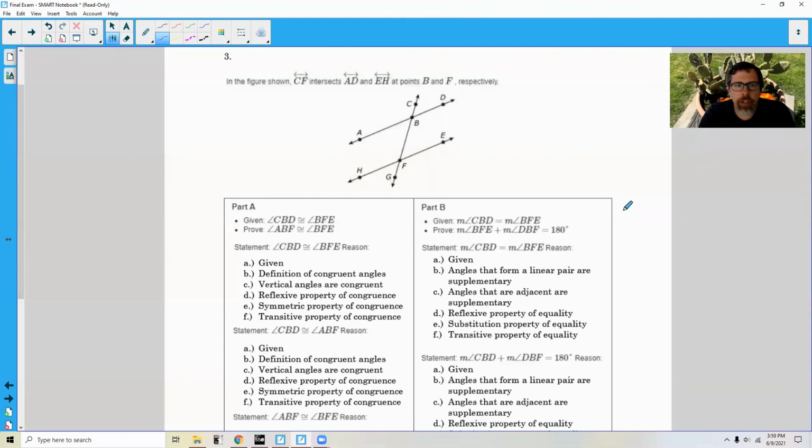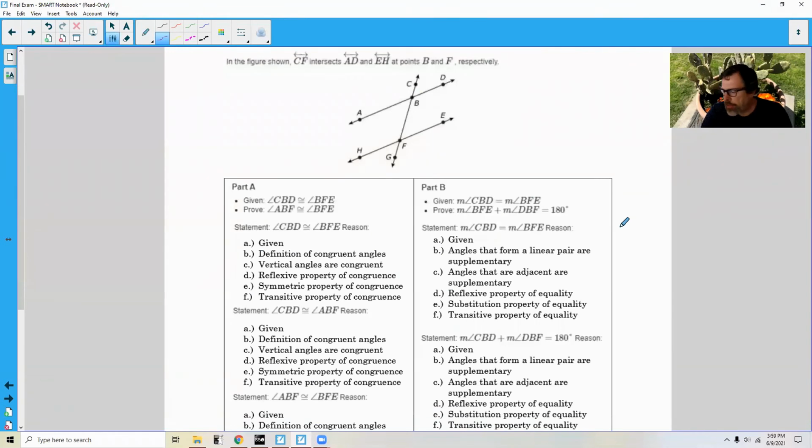Okay, page 2 brings us to number 3. And it says, in the figure shown, line CF intersects line AD and EH. So therefore, CF is a transversal at points B and F, respectively.